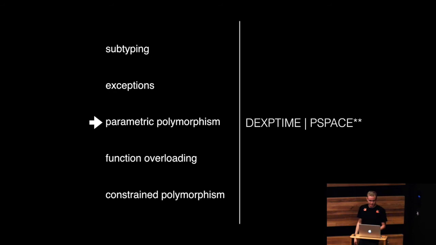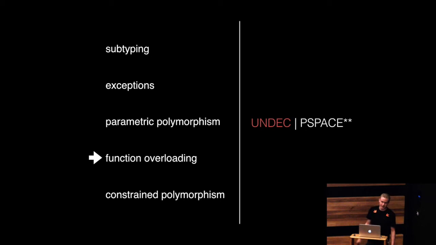Okay, let's add function overloading. Ooh, now we're undecidable. Bad. Okay, so I want to present a short proof of this fact, but I'm not going to do that here. There's a gist up on the gist page associated with my GitHub username, which you'll see at the end. It's called 3sat.swift. It uses the overloading mechanism in Swift to solve 3sat, which is a famously NP-hard problem.